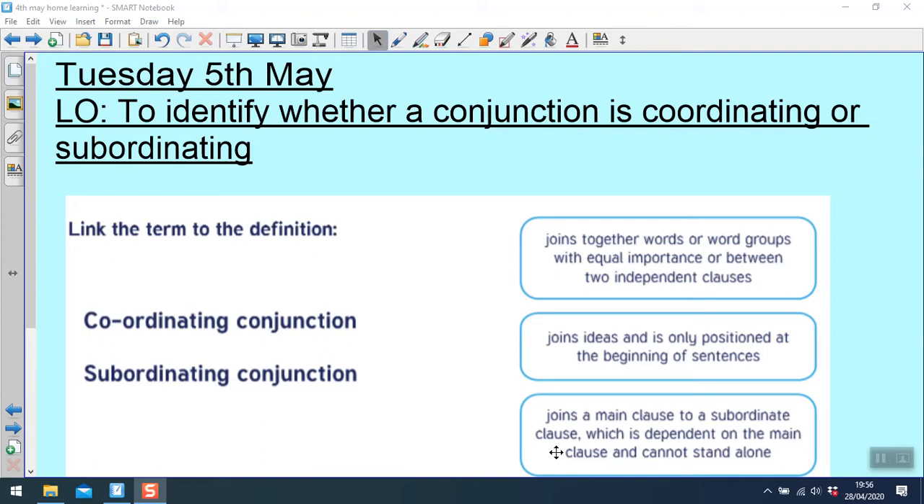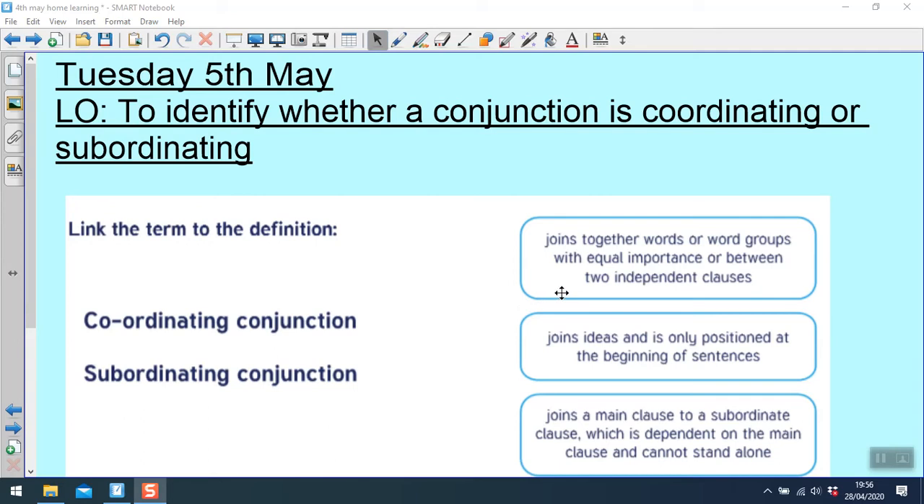Today your learning objective is to identify whether a conjunction is coordinating or subordinating, so you are building on the work that we did yesterday. Your first task is to read these three definitions and work out which of them is a coordinating conjunction and which of them is about a subordinating conjunction. Pause the video while you do this.